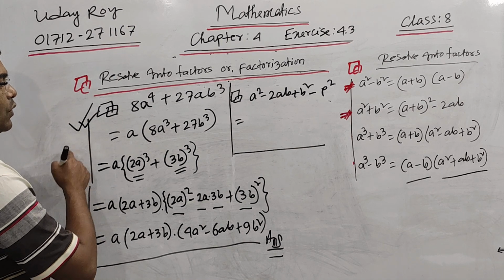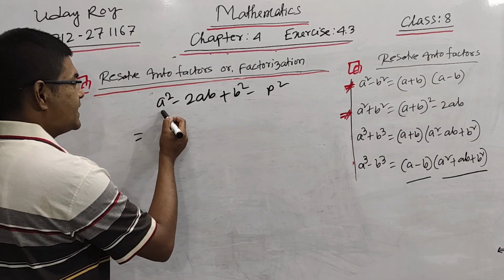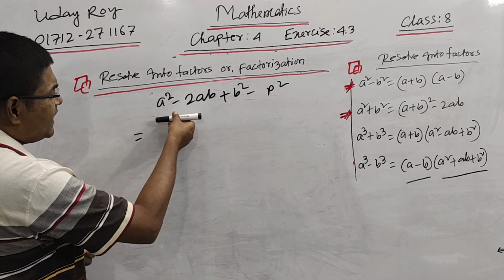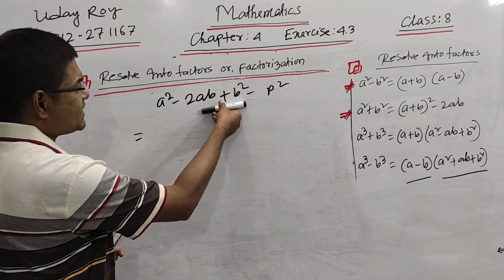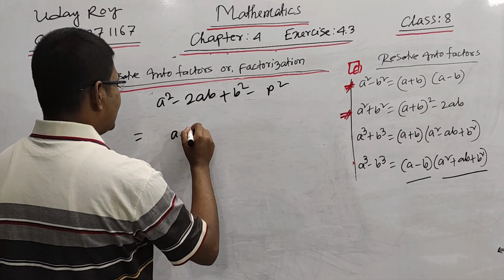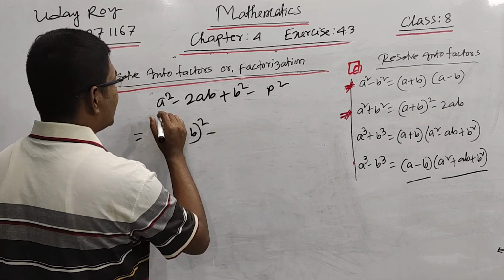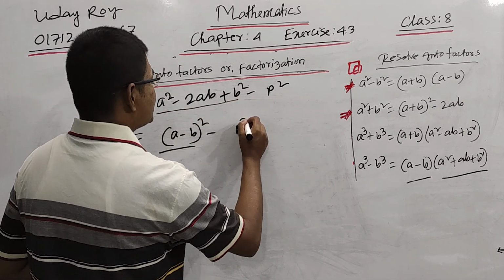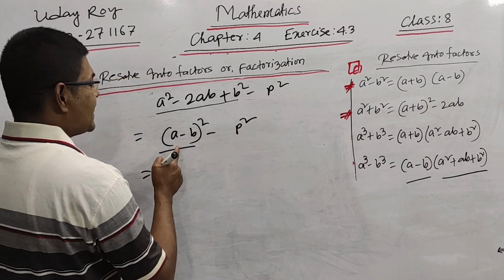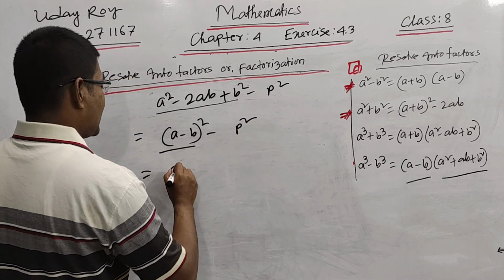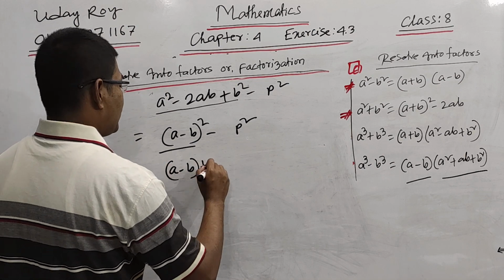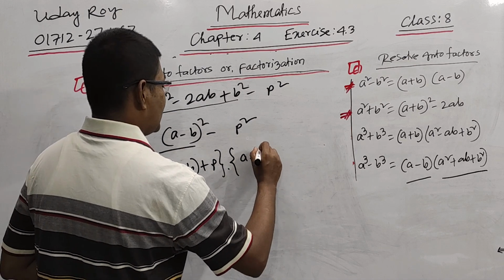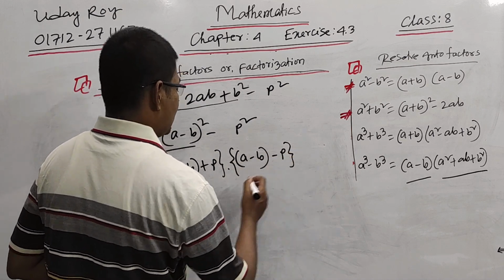Okay, let's come back. We will do this maths. Here is a square minus twice ab plus b square minus b square. So easily a square minus twice ab plus b square, we can write a minus b whole square. Here is b square, very easy maths. So here is a square minus b square, we can write a plus b into a minus b.